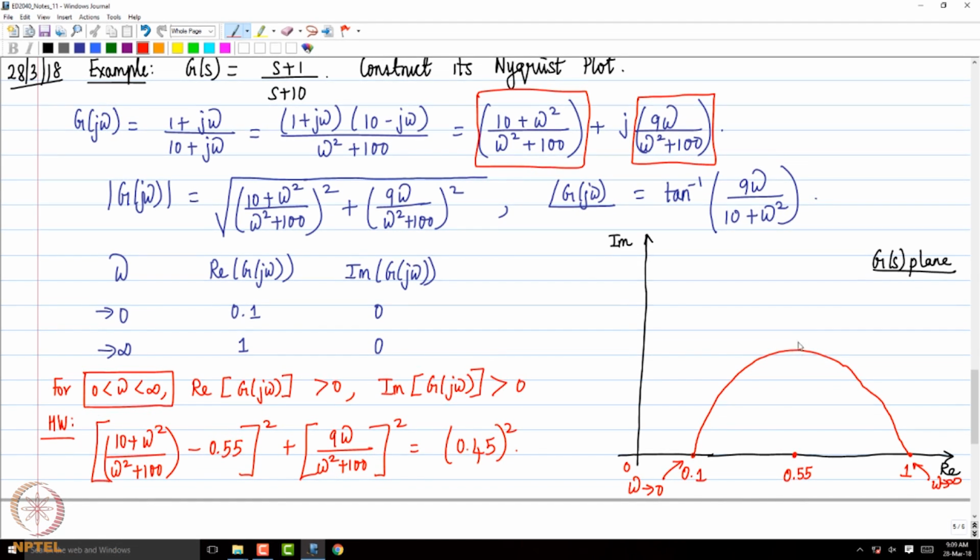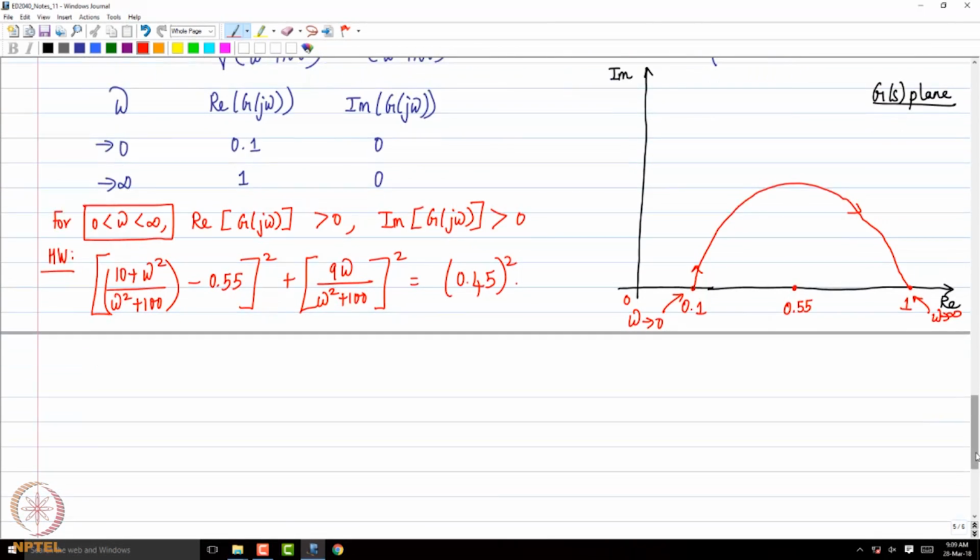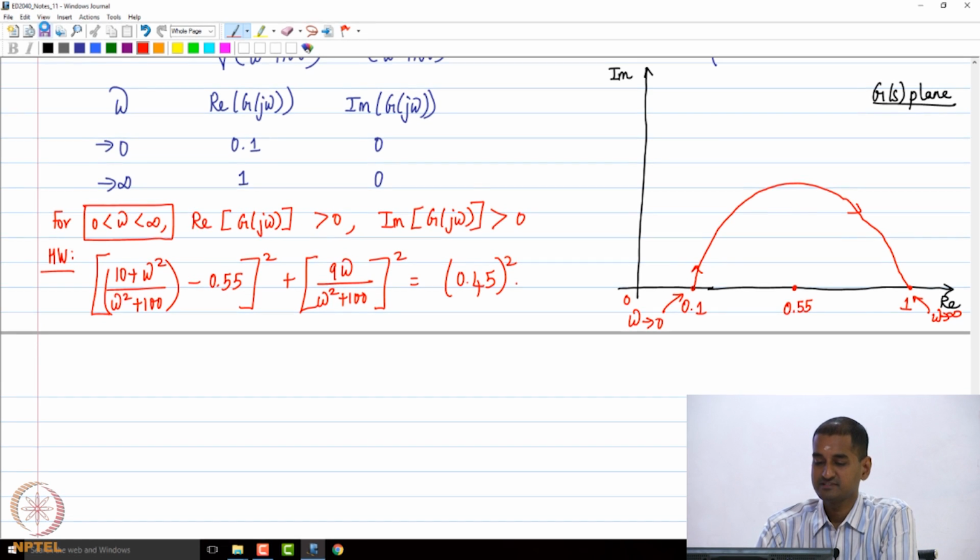So it has the maximum value at 0.55. That is what we have. This radius is going to be 0.45. That is the Nyquist plot. Please do this as homework. You can double check that this is the equation in this scenario.